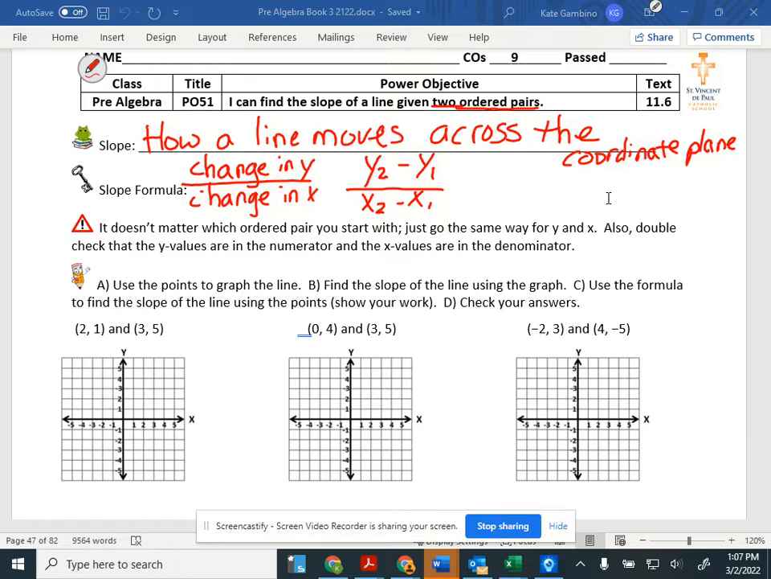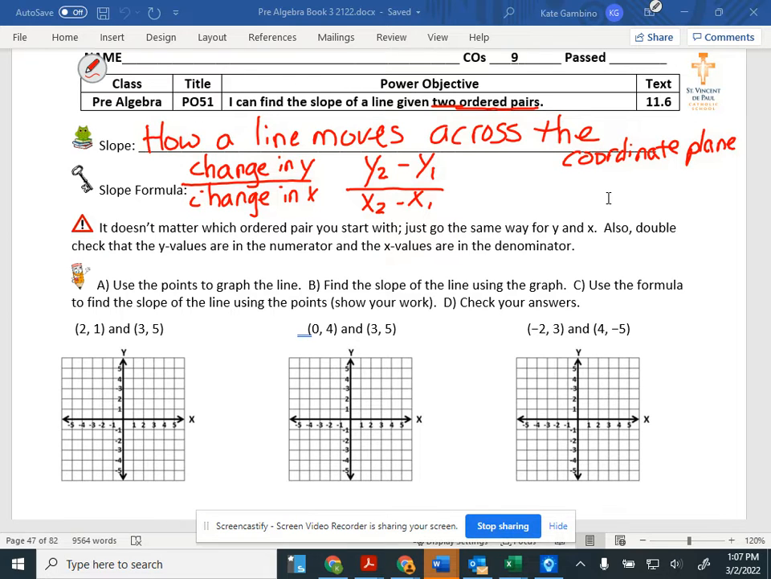And then, yeah. We don't have to get it right now because I just introduced it. So that's why I have a whole lesson on it. So it's okay if we hear that and we go, oh my goodness, that was just a lot of x's and y's and it's all blurring in my head. We're going to work with this. It doesn't matter which ordered pair you start with, just go the same way for your x's and your y's.